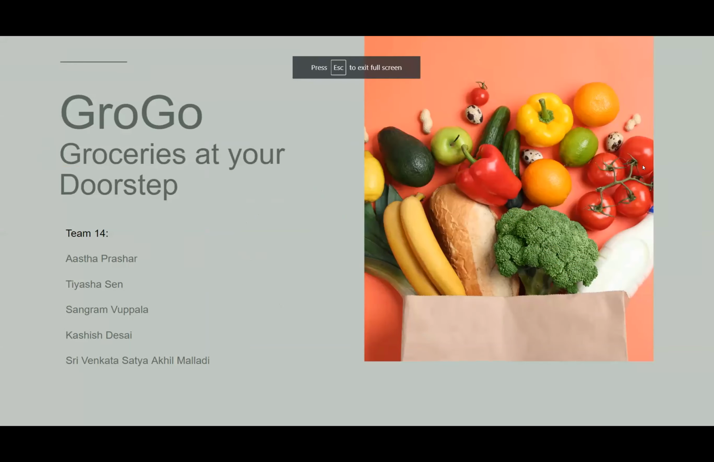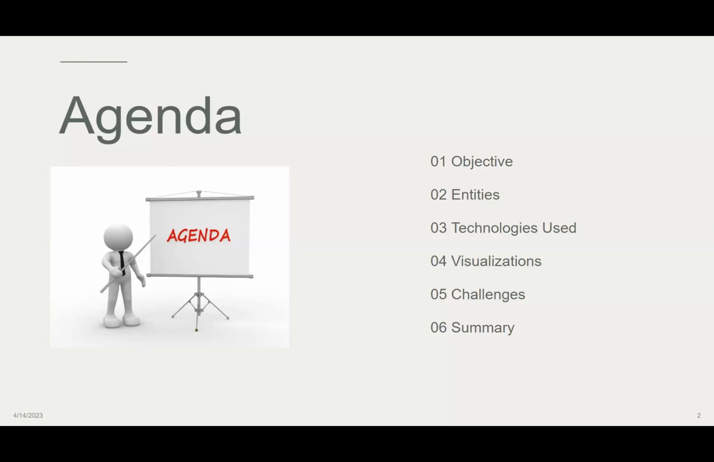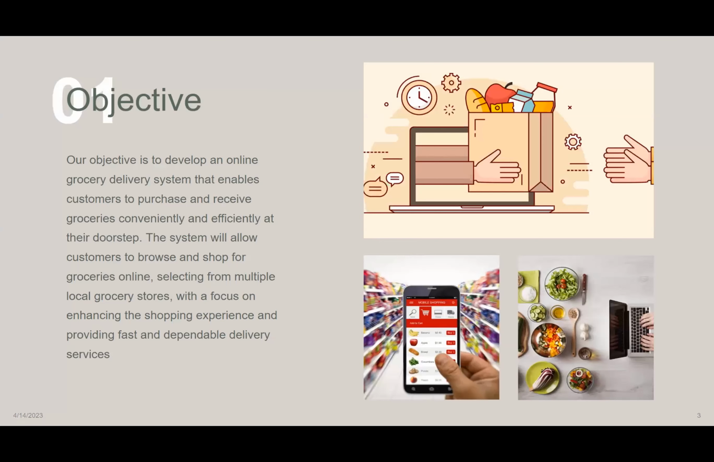Good morning, everyone. We are Team 14, and we are presenting a project known as GrowGo. Our motto is groceries at your doorstep. Our team includes Asta Prashar, Tiyasha Sen, Sangram Bhupala, Kashish Desai, and Akhil Maladi. Our agenda goes from objective to entities, to technologies used, visualizations, challenges, and then summary.